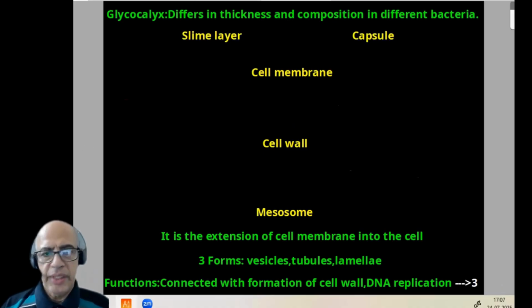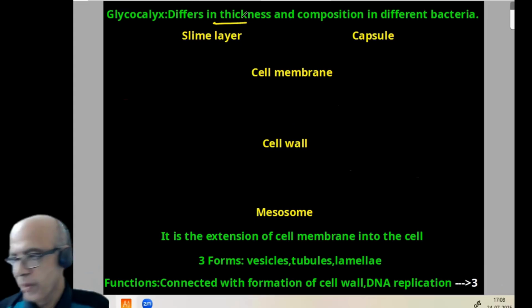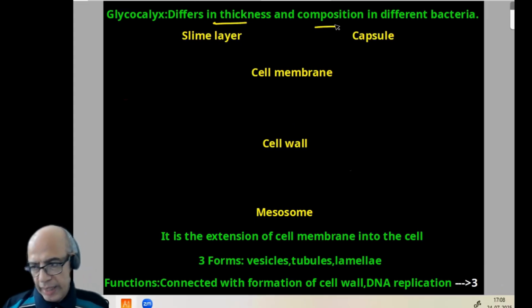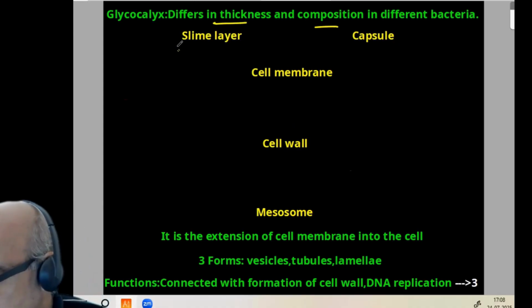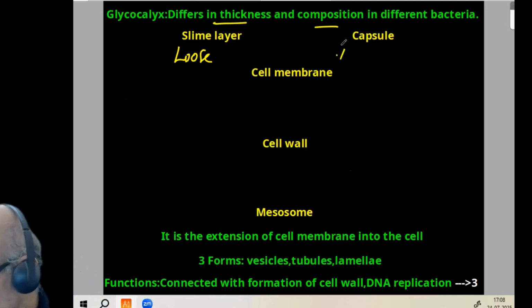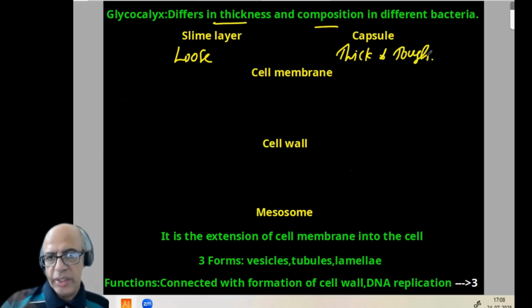Next is glycocalyx. We are starting each layer. Glycocalyx differs in thickness and composition in different bacteria. It can be 2 types: slime layer and capsule. The slime layer is usually loosely arranged, while the capsule is very thick and tough. That is regarding the outer layer.